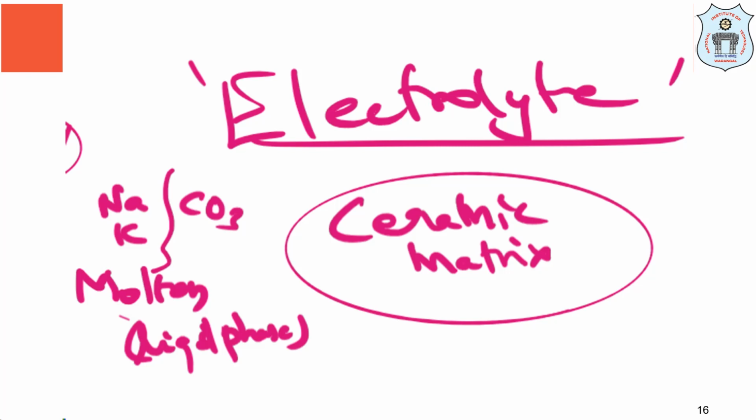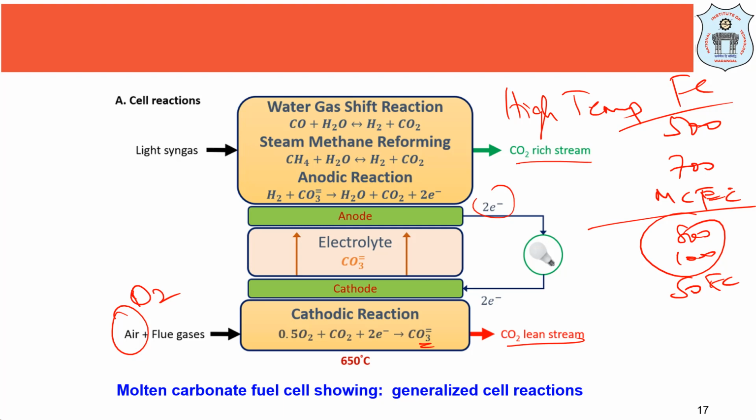Okay, if you remember, if the electrolyte is a membrane, it is polymer electrolyte membrane fuel cells or proton exchange membrane fuel cells. If the electrolyte is an acid, then it is phosphoric acid fuel cells. If the electrolyte is alkaline, we have alkaline fuel cells, right? So based on the name of the electrolyte being used, the name for each fuel cell comes into picture.